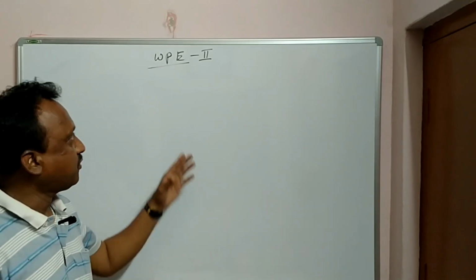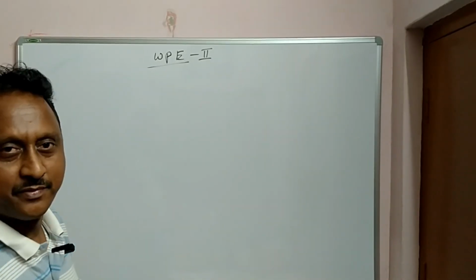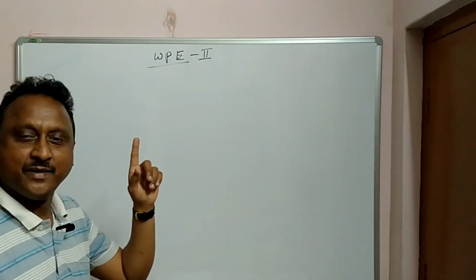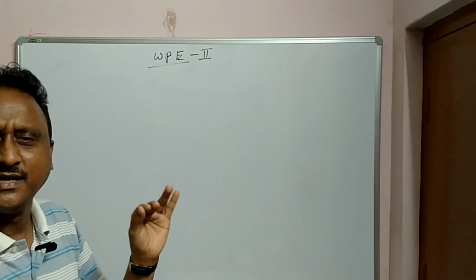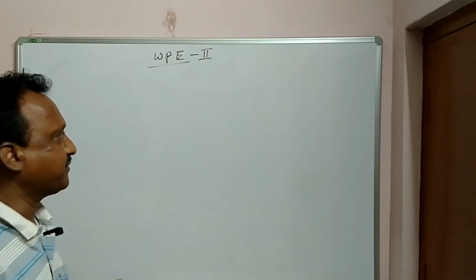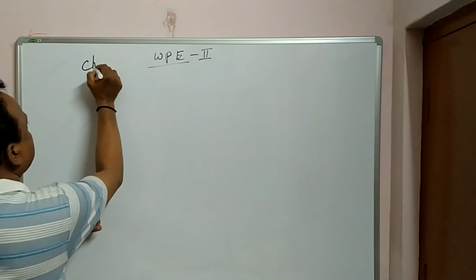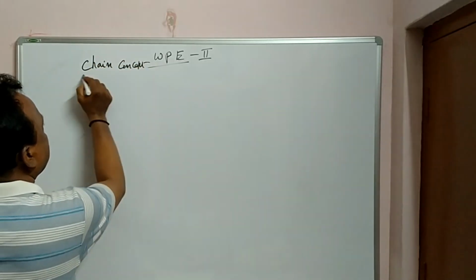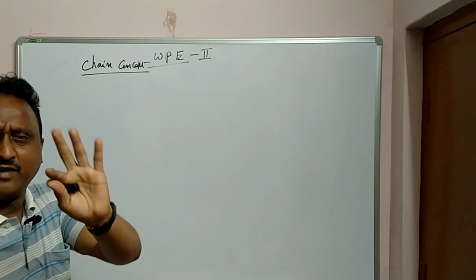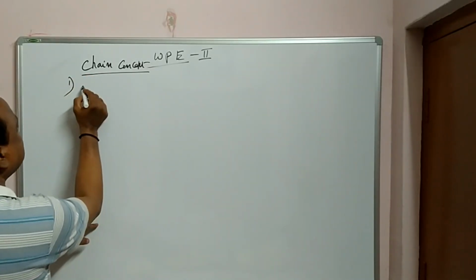So friends, let us go to the last part of work power energy in part 2, that is chain concept, because these are very important. Not in the board examination, mainly it is asked in the MHT-CET examination and NEET examination. Chain problems or chain concept. So in this chain concept we have only 3 cases. We'll discuss the 3 cases. Case 1.